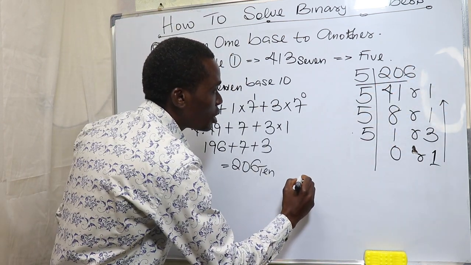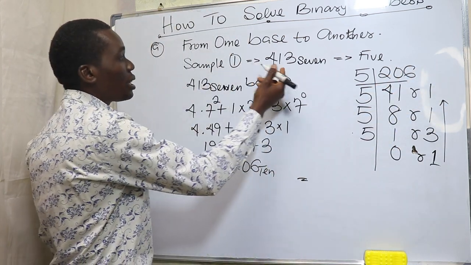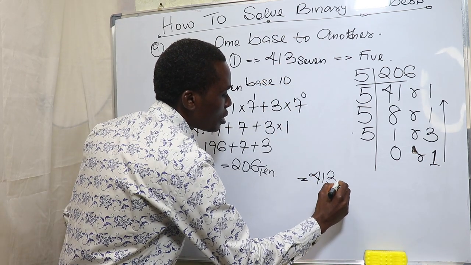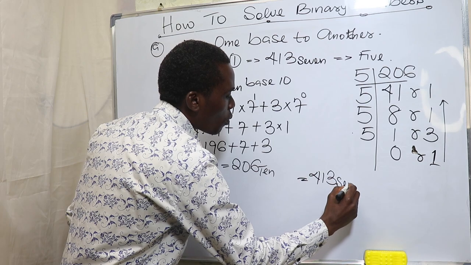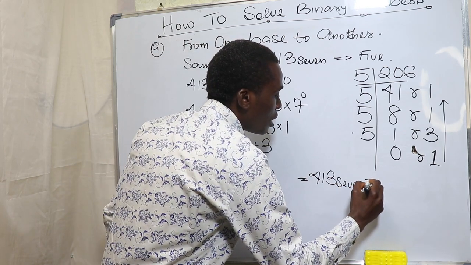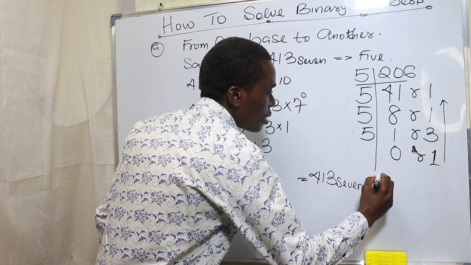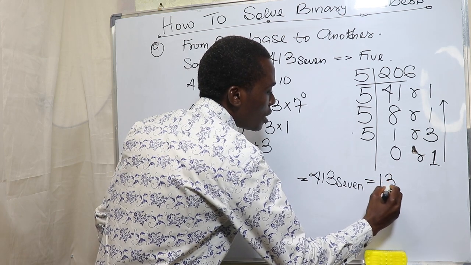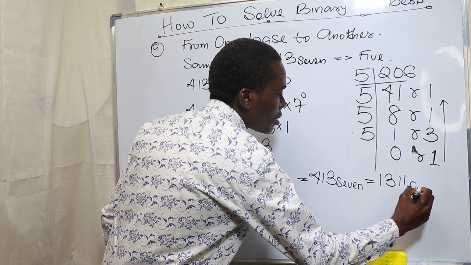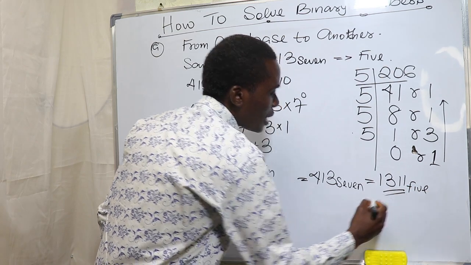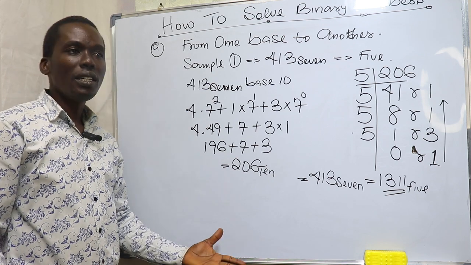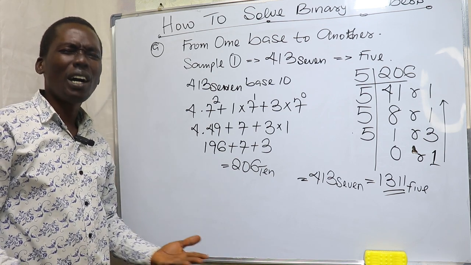If I count them from under to the top, then the answer to the question is 1,3,1,1 in base 5. And this now is the answer to that question they gave us. So you see, it is very easy, not hard.